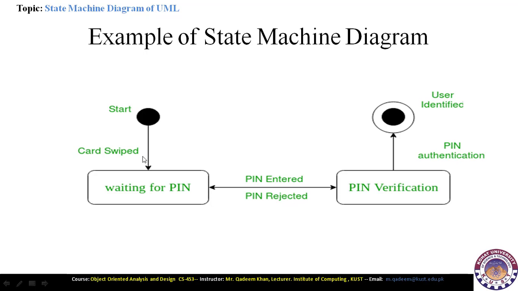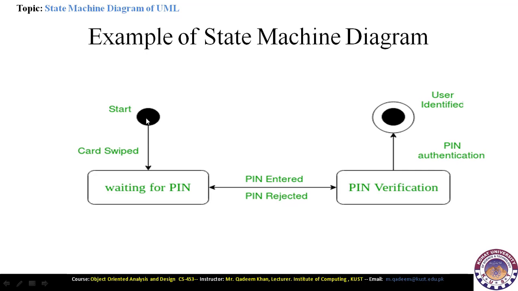After the start state, the card is swiped, then the system is waiting for the pin, and after that the pin is inserted and the pin is verified. Once the pin code is verified, the user is identified. So this is a state machine diagram which represents the verification of the pin code of our credit card.